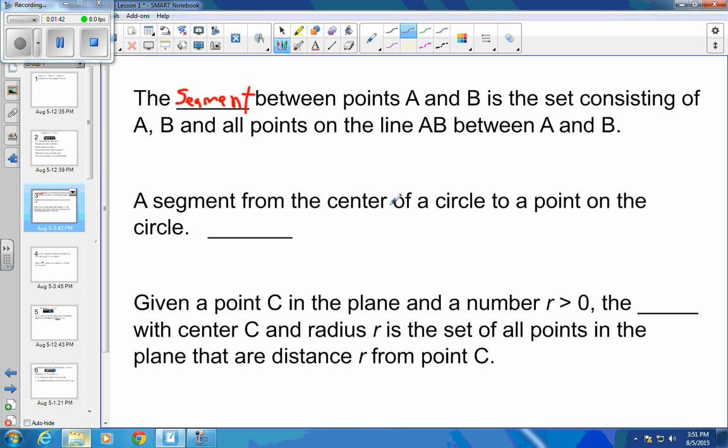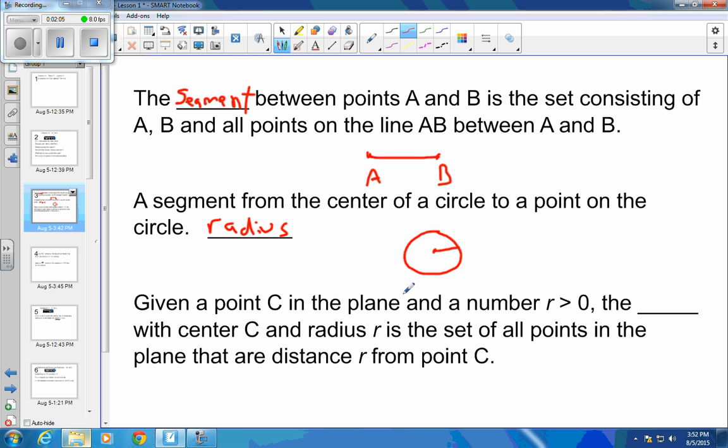Okay, the segment from the center of a circle to a point on the circle. So if you're at the center of the circle and you go to a point on the circle, you are talking about the radius. So here's a point A, here's a point B, and there's all the points between there. So that's a segment, that's a radius.